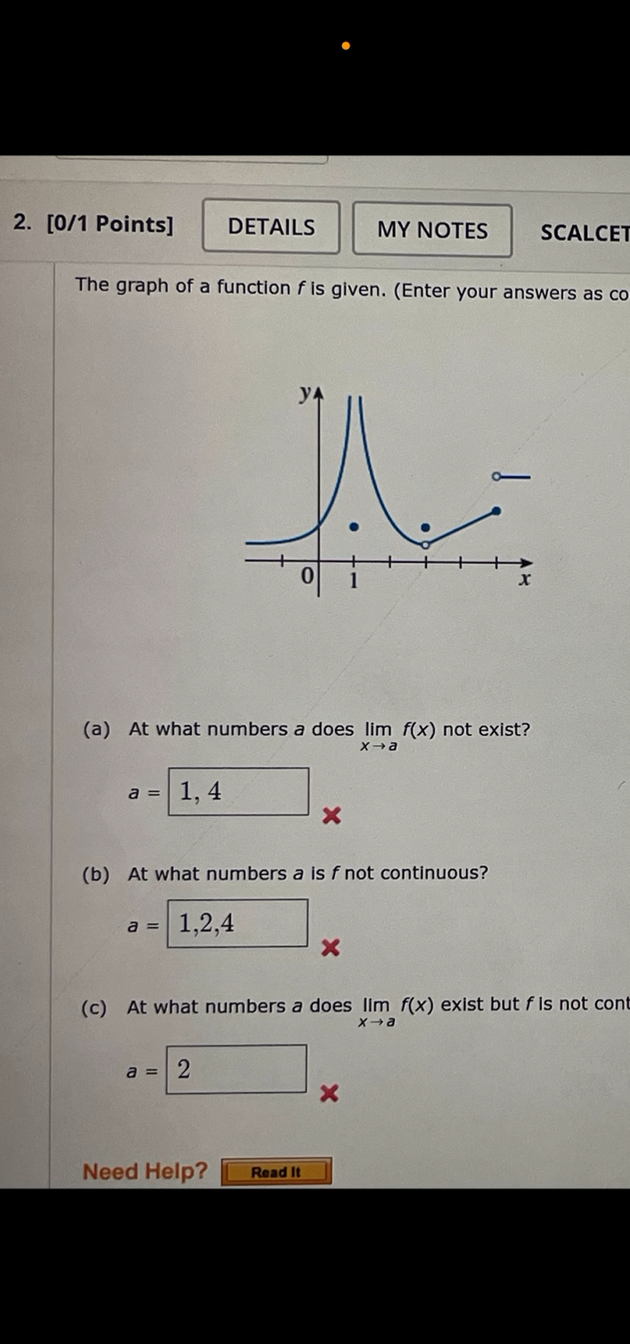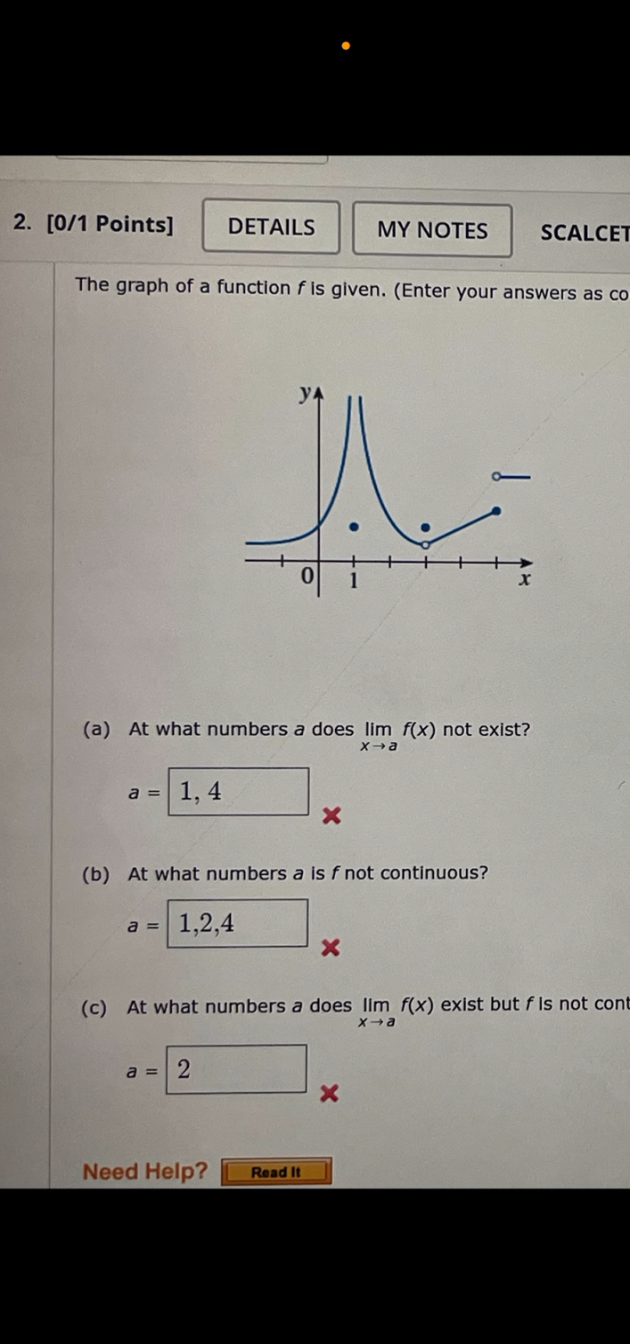Where is this not continuous? We would say 1. It looks like 1, 2, 3. When x is 1, when x is 3, when x is 5. Each tick mark looks like it's a 1. So for part B, I would do when x is 1, when x is 3, when x is 5.